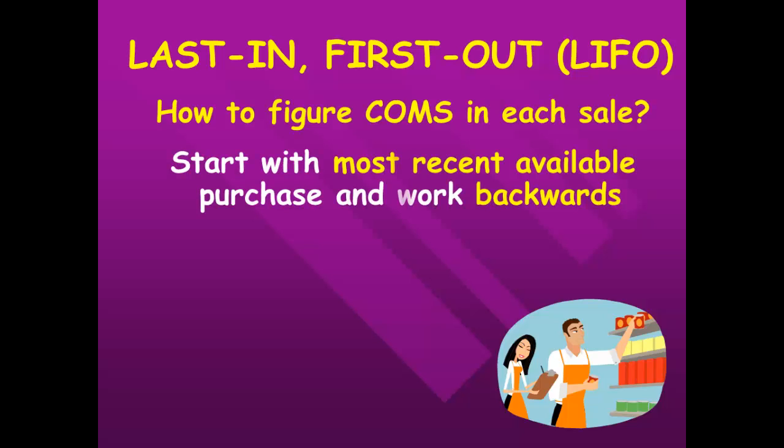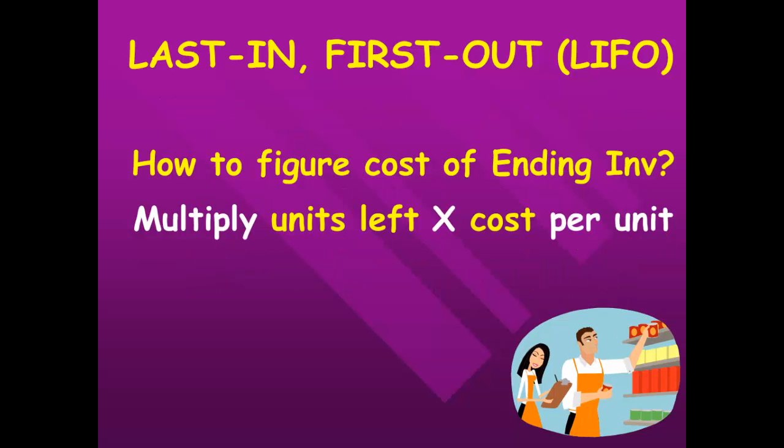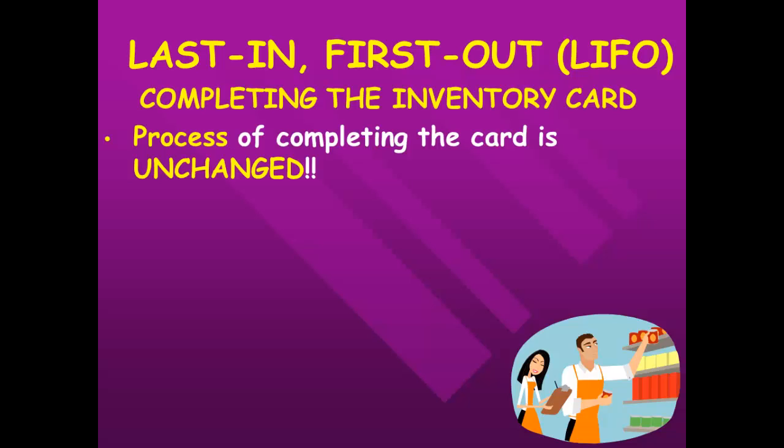How do you figure cost of goods sold? Every time you make a sale, you're going to start with the latest purchase you have and work your way backwards until you've accounted for everything that you've sold. You must have the units on hand before you actually can sell them. Ending inventory is going to be what's left. Take the number of units left, multiply it by how much each unit cost us, and that's going to be my ending inventory.